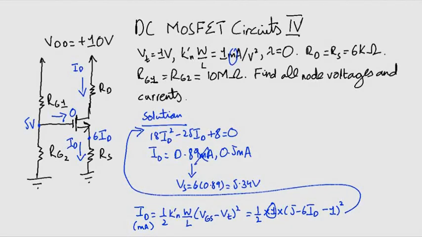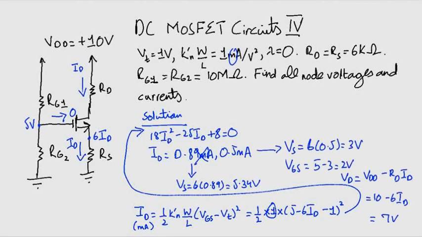Using the other value, 0.5 milliampere, we make the rest of our calculations. And we get the value of VS as 3 volts, VGS comes out to be 2 volts and VD is 7 volts. Pretty simple, yeah? Now we check our assumption.